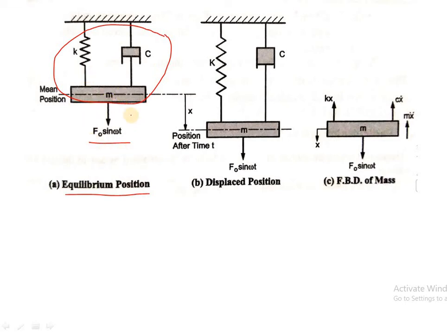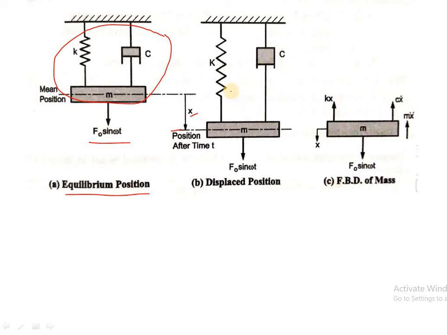Now when the external excitation force acts upon the system, due to this excitation, the system moves away from the mean position, so it is displaced by displacement x after the time t. So this is the extreme position of mass m. This diagram shows you the displaced position. Now here the spring gets elongated and also the damper works.